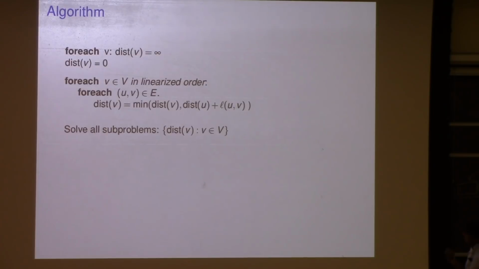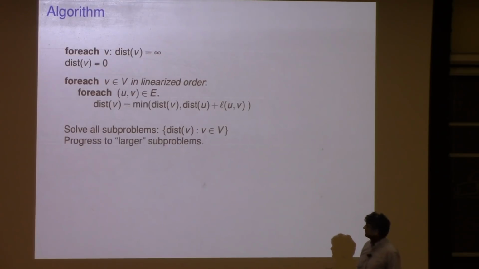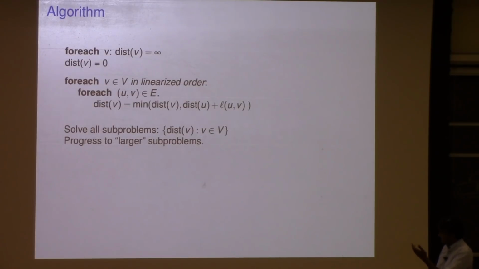You do this. You solve all the subproblems of the form distance to V. So our algorithm is, we really wanted to find the distance, just say maybe to T, but instead we find distances to everybody. Okay, so it could seem harder because I may have only wanted the shortest distance from S to T, but I computed everything else. So I computed all these other subproblems. Okay, and we progressed to sort of larger subproblems.